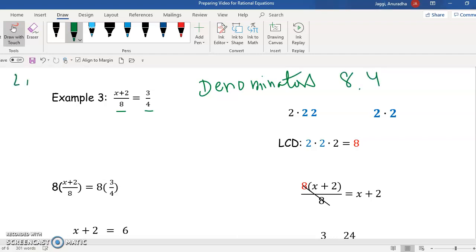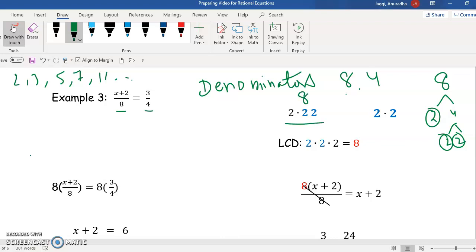So 2, 3, 5, 7, 11, and so on. These are the prime numbers. 8 is not prime and 4 is not prime. So I'm going to use a prime factorization method to find the prime factors. The lowest prime number that goes into 8 is 2 times 4, and then further 2 and 2. All three of them are prime. So 8 as a product of prime factors is 2 times 2 times 2. So this is the prime factorization of 8. Similarly, the prime factorization of 4 is 2 times 2.